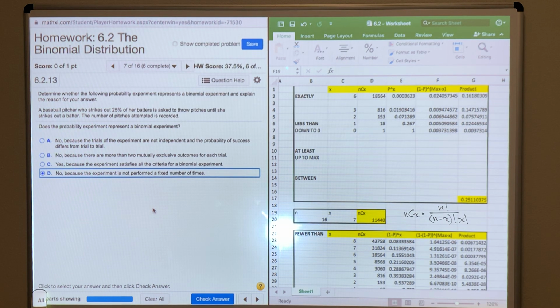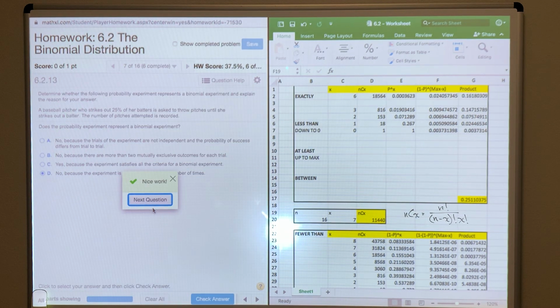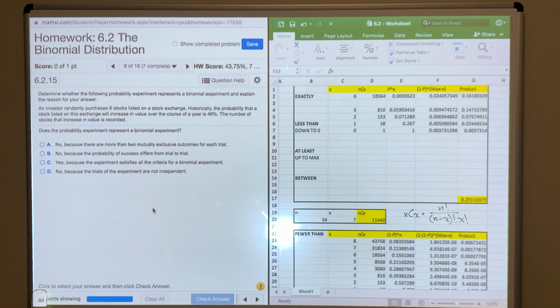So there's not a fixed number of, okay, you're going to throw 15 times or 10 times and so on and measure it. So I think that's the right answer, and it is. Okay? All right. Number 8, an investor randomly purchases 9 stocks listed on a stock exchange. Historically, the probability that a stock listed on the exchange will increase in value over the course of the year is 46%. The number of stocks that increase in value is recorded.